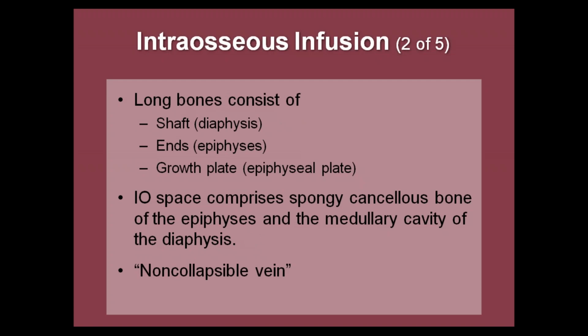Long bones consist of the shaft, the ends, and the growth plate. IO space comprises the spongy bone, right, the marrow, and it is considered a non-collapsible vein. Typically, anything that you can push IV can go IO. Although I just can't picture pushing D50 IO, right?